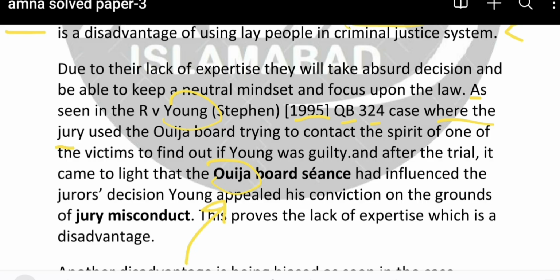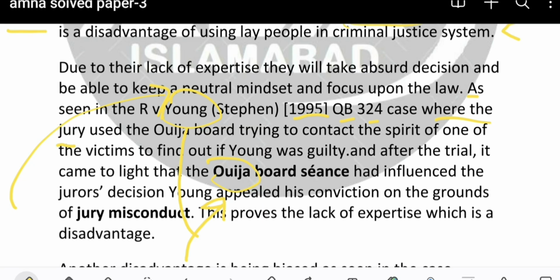So basically, when Young knew that their judge was using a Ouija board to contact the victim, what Young ultimately did was appeal the decision of the jury in another court, and that appeal ultimately made the decision of the lay magistrate wrong. That's the reason that these lay magistrates lack the most important experience that normal judges have. So you can add this reference in this.